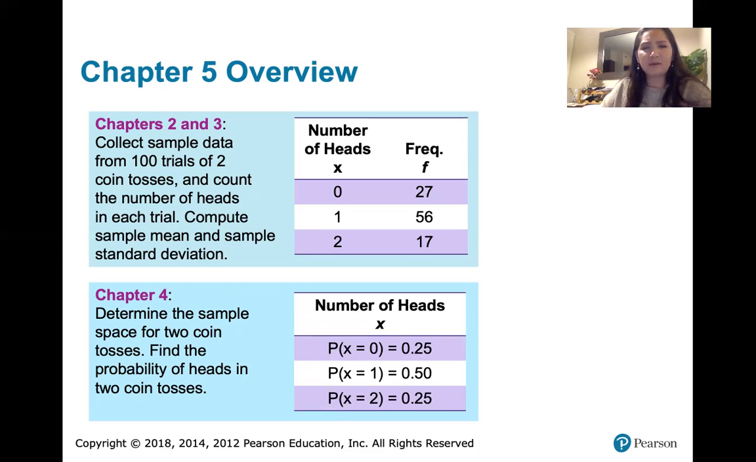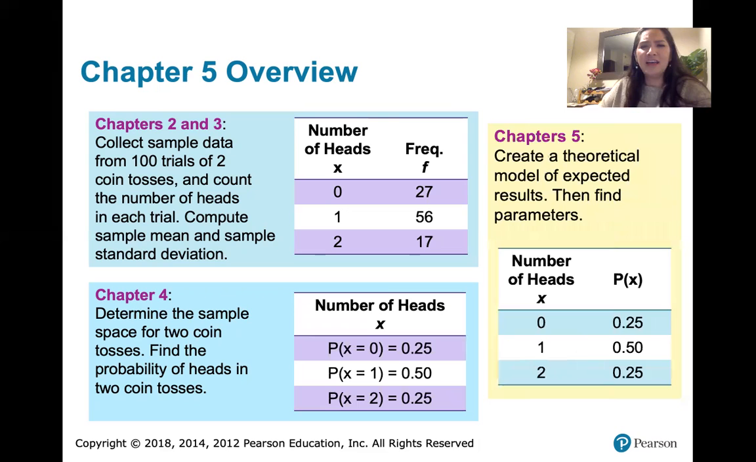Now, Chapter 5 is about putting those two pieces together and coming up with this theoretical model of expected results. So we say if we toss a coin twice, we can either get 0 heads, 1 head, or 2 heads. What's the probability of each of those outcomes? Well, that's 1 in 4 or 2 in 4 or 1 in 4 as we discussed.